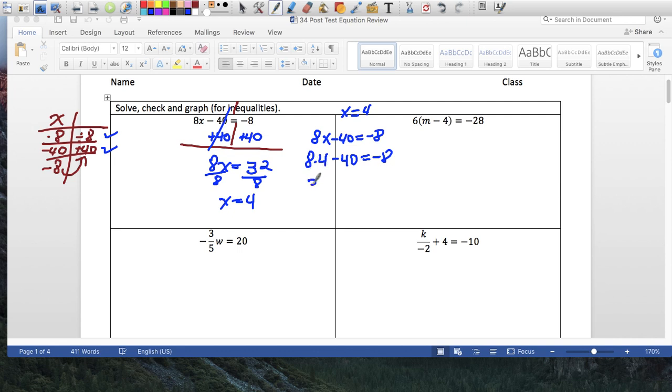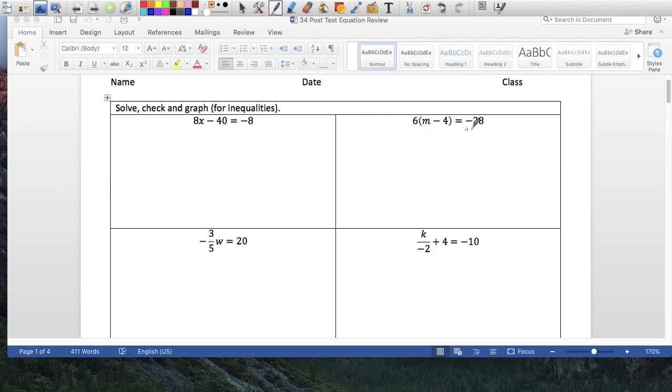8 times 4 is 32. Minus 40 equals negative 8. So again, put this 32 minus 40 in the calculator, and 32 minus 40 is negative 8. And that equals negative 8 on the other side. So that we know it's correct.